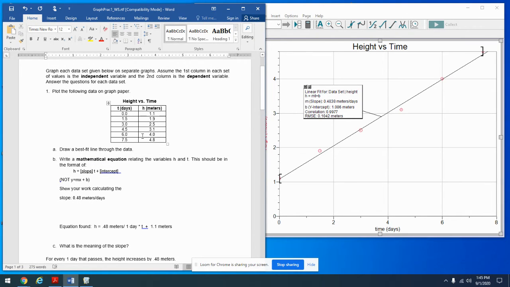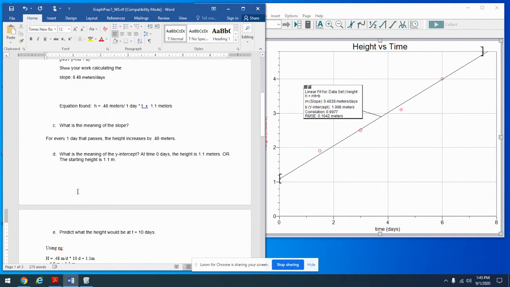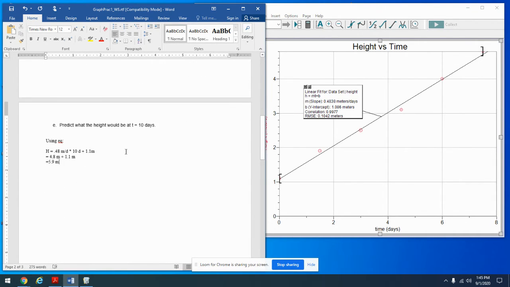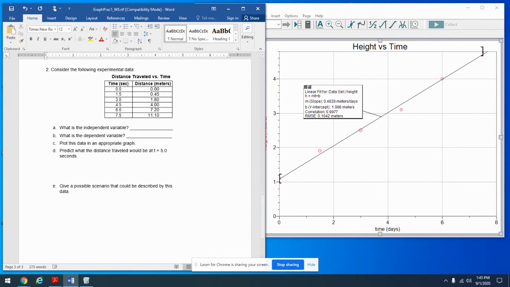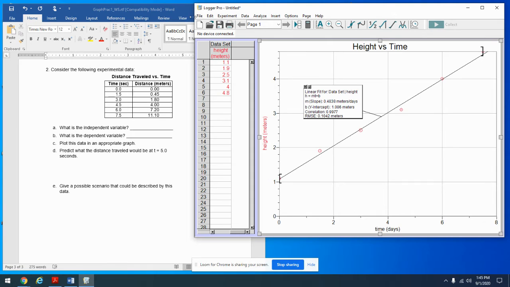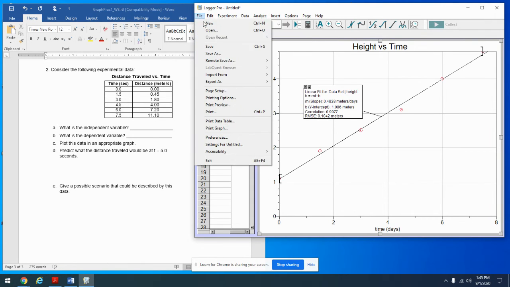Cool. And you could check against the table here. Does that look about right? That if we plugged in 10, then it'd be about 5.9. Sure, you could check on the graph. Sure, that looks good. All right. And I think that's the end of that one. All right. Let me make a new graph here for the second one.